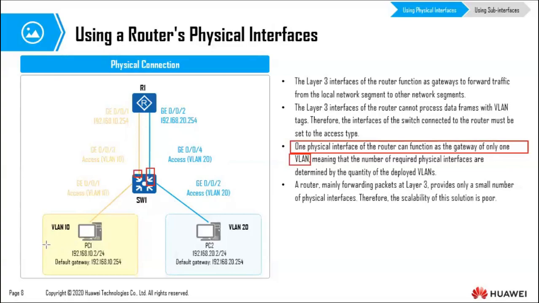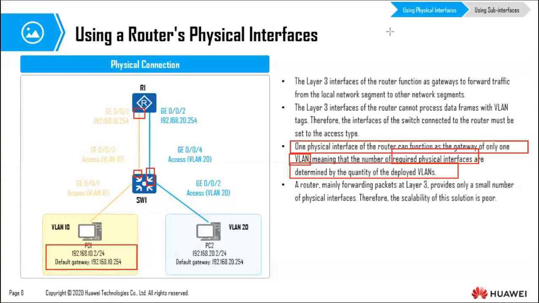The other reason is because of what I told you, that the gateway must be on the same network segment as the access device's IP address. And we said each VLAN is on each network segment, right? So because you have to configure an IP address on the interface, one interface of the router can function as the gateway of only one VLAN, meaning that the number of required physical interfaces is determined by what? The quantity of deployed VLANs.